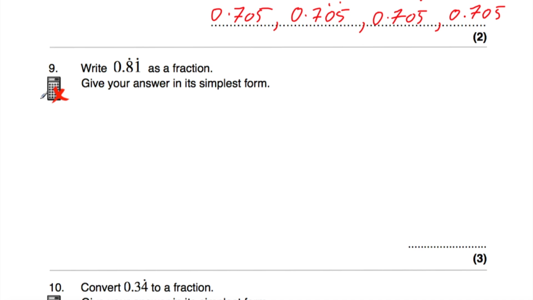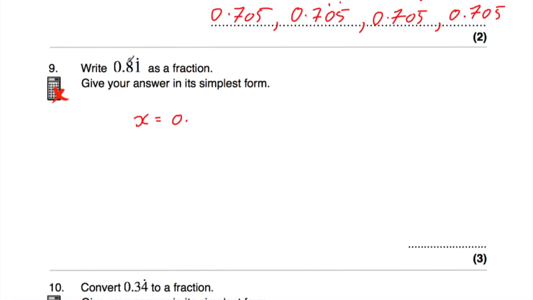Okay, let's have a look at question number 9. Question number 9 says, write the number 0.81 with dots above the 8 and the 1, so it's a recurring decimal, as a fraction, and give our answer in its simplest form. So we want to write this as a fraction, so I'm going to let this be called x. I'm going to write x equals, and write out some of the decimal places.